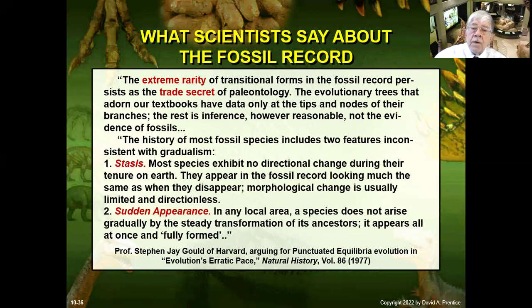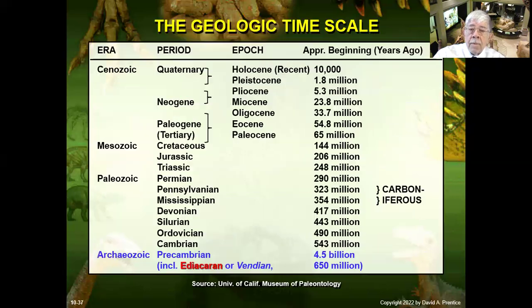The history of most fossil species includes two features inconsistent with gradualism. Number one, stasis. Most species exhibit no directional change during their tenure on Earth. And number two, sudden appearance. In any local area, a species does not arise gradually by the steady transformation of its ancestors. It appears all at once and fully formed. He hated when guys like me quoted him, but he's telling the truth.